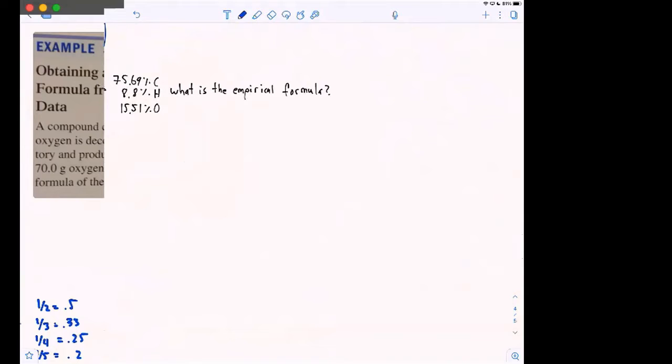So ibuprofen is 75.69% carbon, 8.8% hydrogen, and 15.51% oxygen. What's the empirical formula? The way you do these percentage ones is you pick any number, and I like 100 grams. That's my favorite number for percentages, because I will then have 75.69 grams of carbon, 8.8 grams of hydrogen, and 15.51 grams of oxygen.